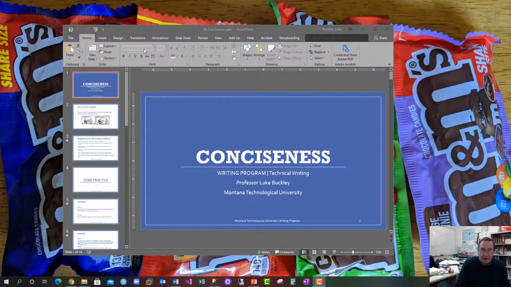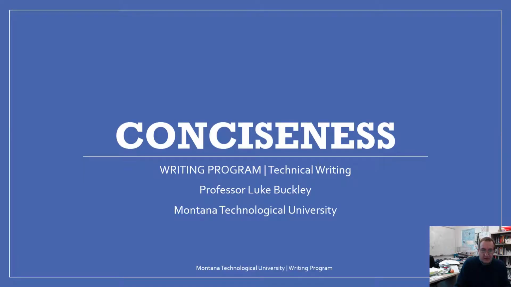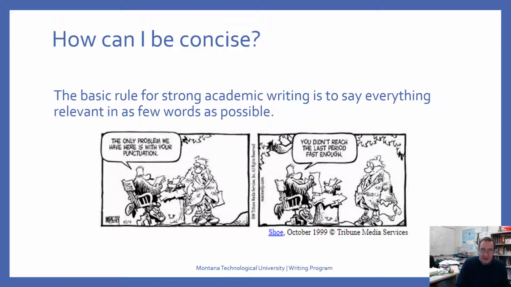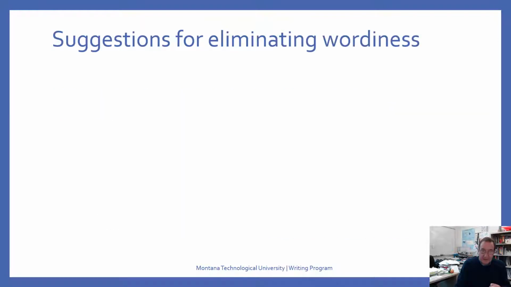All right, let's take a look at our view of conciseness we talked about in the introduction. It's a way of writing that gets to the point very quickly. And as this cartoon tells us, the problem with non-concise writing is that you didn't reach that last period or punctuation at the end of your sentence fast enough. Here in the writing we see that strong academic writing says it in as few words as possible. Okay? So let's look at some ways we can eliminate wordiness.